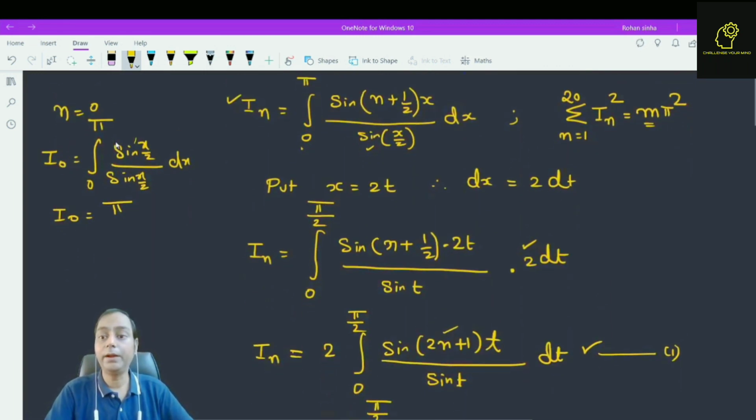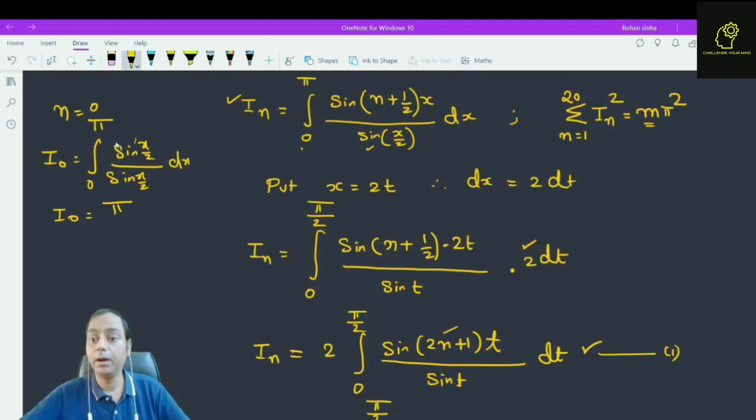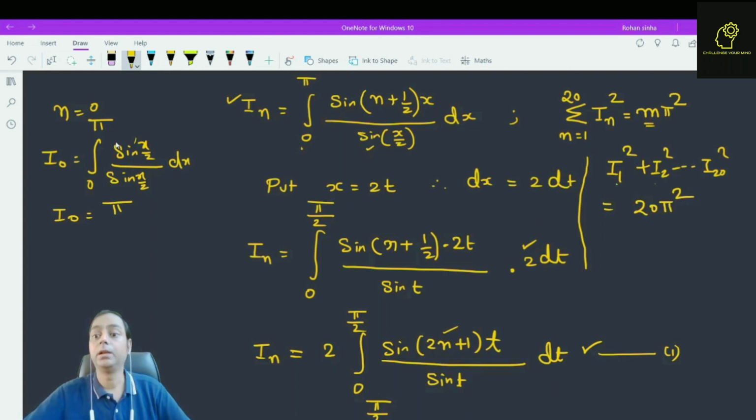Now what we need to find is the sum of I_n squared from n = 1 to 20, that is, I_1 squared plus I_2 squared till I_20 squared. Now all the values are equal to pi. So if we put I_1 as pi, I_2 as pi, this is 20 pi squared. So what is m? If we compare, we find m as 20.